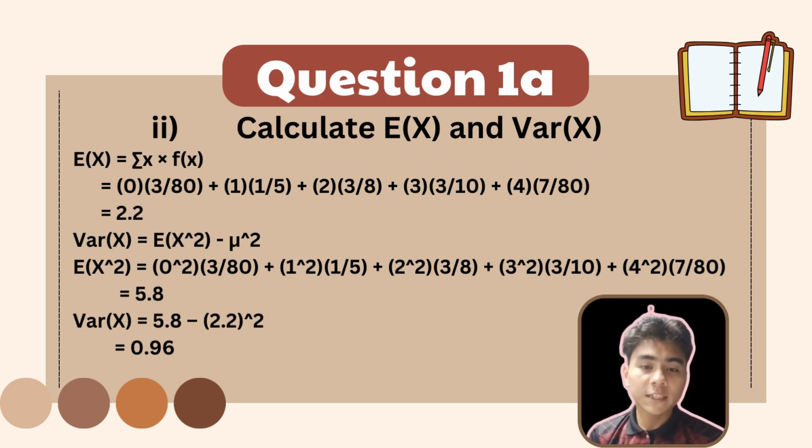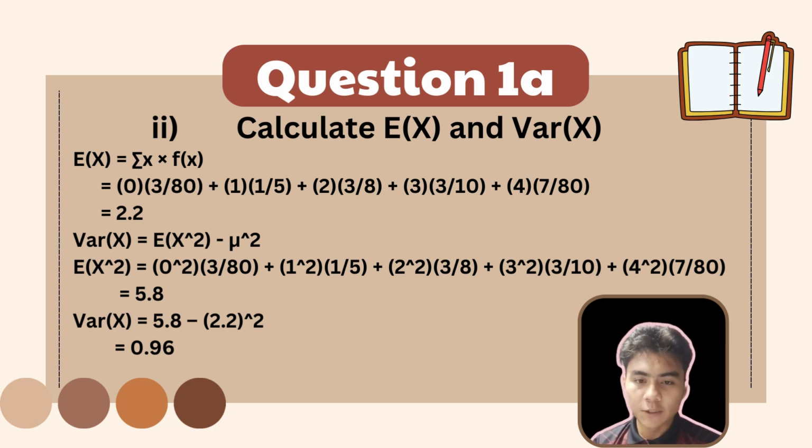2. Calculate the expected value of x and the variance of x. The formula used for the expected value of x is the sum of x times f(x), and the answer is 2.2. Next, to find the variance of x, the formula used is the expected value of x squared minus mu squared. The answer for E(x squared) is 5.8. After that, you subtract 2.2 squared from 5.8, and the answer is 0.96.